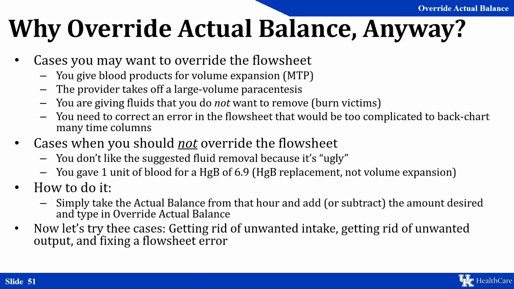Another example that sometimes people ask me about is, should I use override actual balance if I'm just giving 1 unit of blood? You need to look at the intention for that blood transfusion. If the intention was simply to replace hemoglobin that's been lost due to blood draws, etc., that is not intending to do volume expansion. Thus, you should pull that fluid off and you don't need to use override actual balance. The way to do this is to simply take the actual balance from that hour and then you'll add or subtract the amount desired and it will change your actual balance.